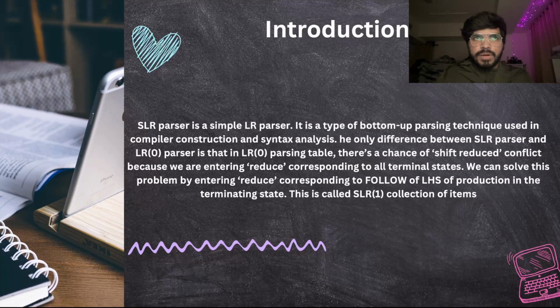Before we delve into SLR parsing, let's briefly understand LR parsing. LR parsers are a class of bottom-up parsers that read input from left to right and build a rightmost derivation tree in reverse. LR parsers are powerful and can handle a wide range of grammars, making them popular in compiler construction. However, LR parsers face a challenge known as conflicts, which occur when a parser is unsure about the correct action to take. Conflicts can lead to ambiguity and hinder the parsing process. This is why SLR parsing comes into play.